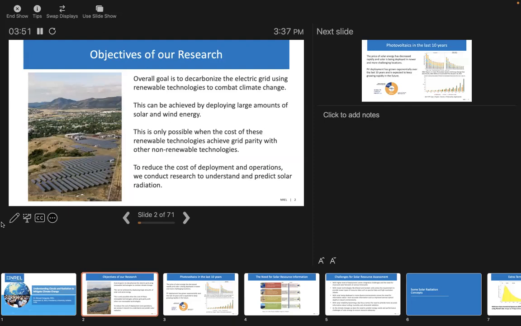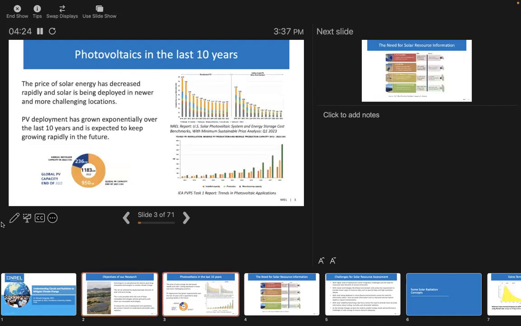Again, it's a market, so this is only possible when the costs of these technologies achieve grid parity. Grid parity means per kilowatt hour or whatever unit, the price should be lower than, say, a coal generating facility or a nuclear facility. Otherwise, the market will not accept it. So that's a big important thing. We're already there practically on solar, so it's just expanding. But anyway, we want to reduce the cost of deployment and operation, so that's why we conduct our research.